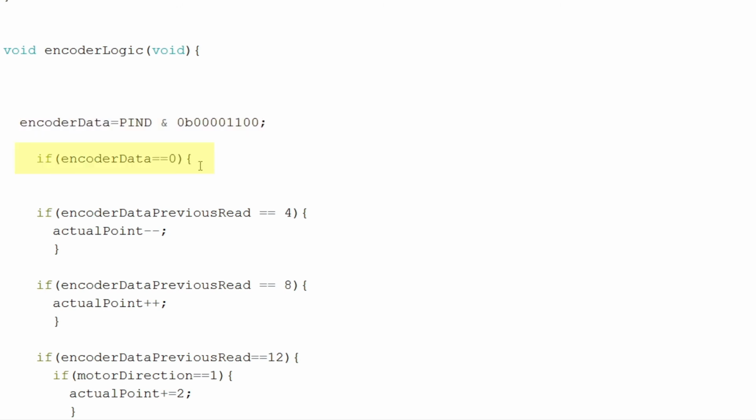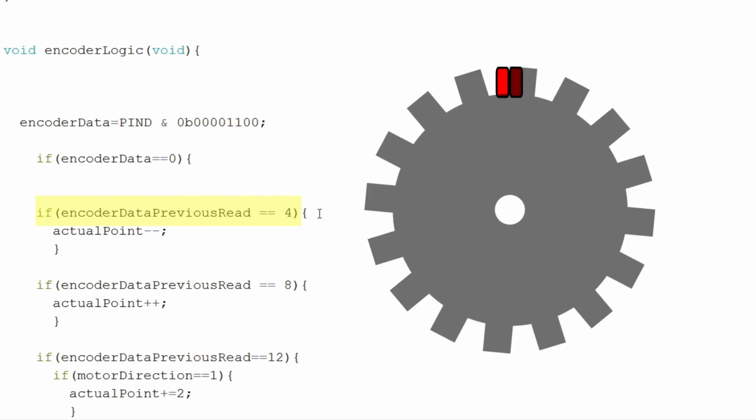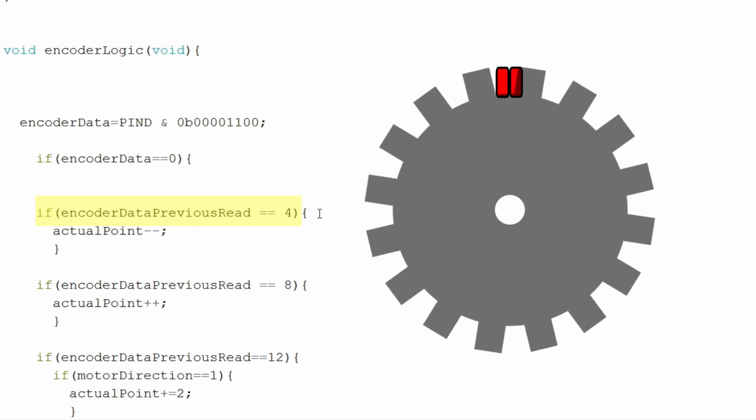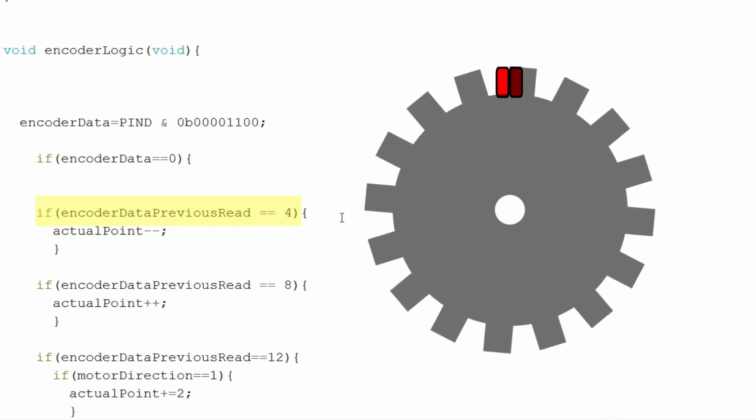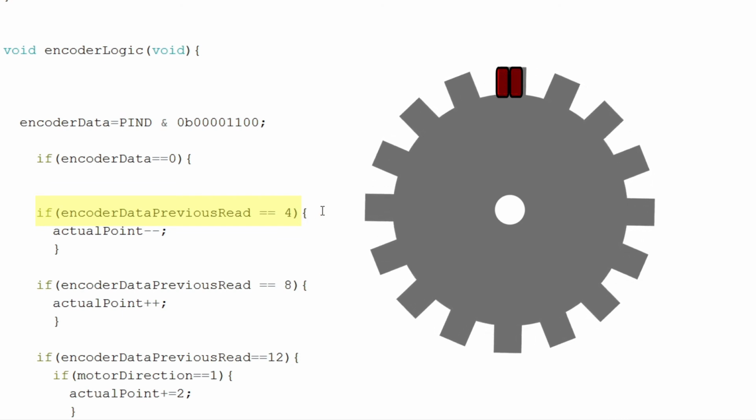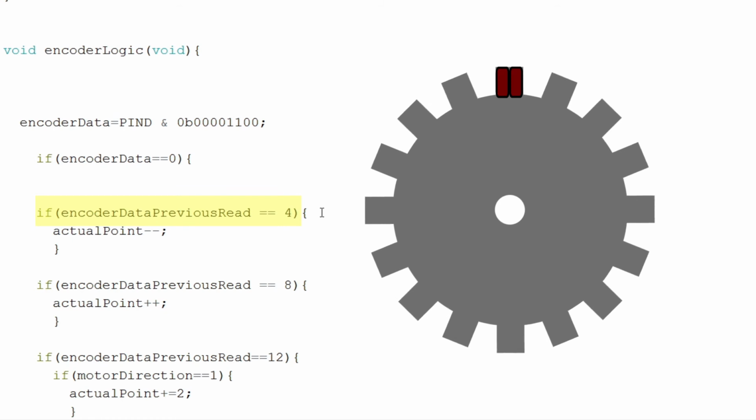We start with encoder state 0. If this is the case, the first set of logic runs. The first if statement inside the encoder state 0 if statement tests if the previous read is 4. A read of 4 when reading only bits 2 and 3 looks like 0, 1, and the current reading of 0 looks like 0, 0. This logic runs when the encoder goes from 0, 1 to 0, 0, meaning the IR detector on the left was exposed to the IR emitter and the detector on the right was blocked, but the encoder wheel moved to expose both detectors. If the encoder wheel had moved the other direction, the encoder would have gone from 0, 1 to 1, 1, meaning both detectors are blocked by the encoder wheel.